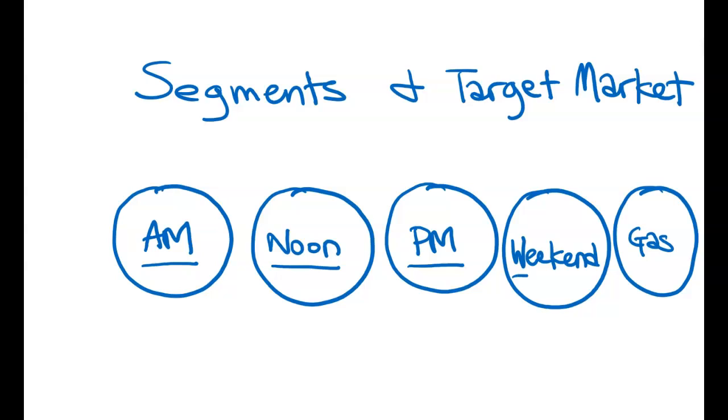The weekend group is basically the same thing, right? They're just passing by. They need a drink on the way to the game or something, or they're thirsty or hungry, whatever it is, but they're not regulars. And then the last group is the gas.